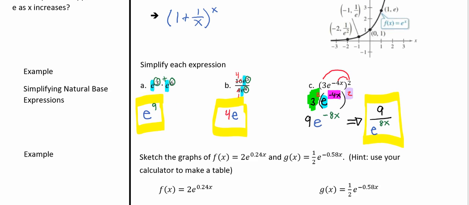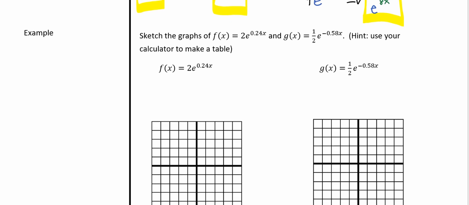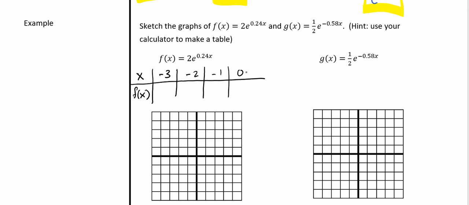Let's move on to sketching some examples of graphs. The trick here is to use your calculator to help you make a table. So we'll set up our table with x and f of x. Let's go from negative 2, negative 1, 0, 1, and 2.